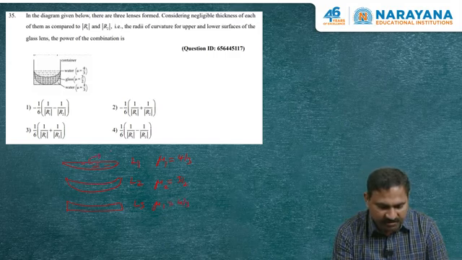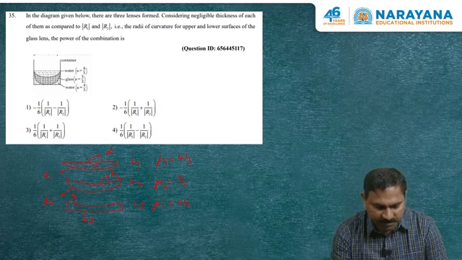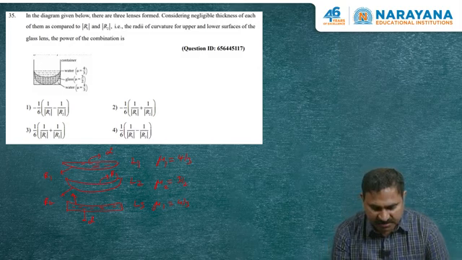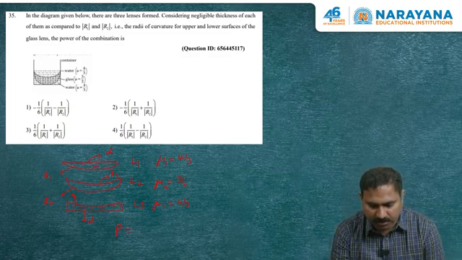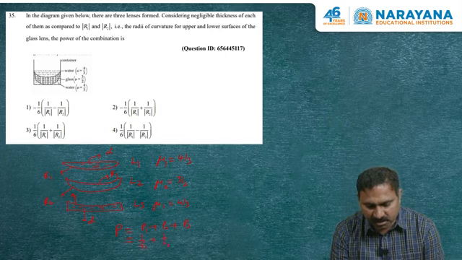Radius of curvature of this is infinity, radius of curvature of this is R1. Similarly, for this it is R1, for this it is R2, this is also R2, this is again infinity, this is also a liquid lens. So he is asking for the effective power of the system. Effective power P equal to P1 plus P2 plus P3, where P1, P2, P3 can be written as 1 by F1 plus 1 by F2 plus 1 by F3.